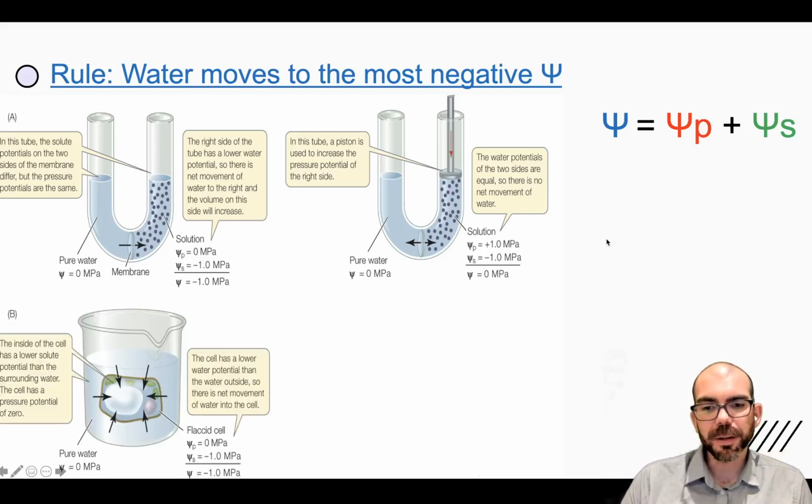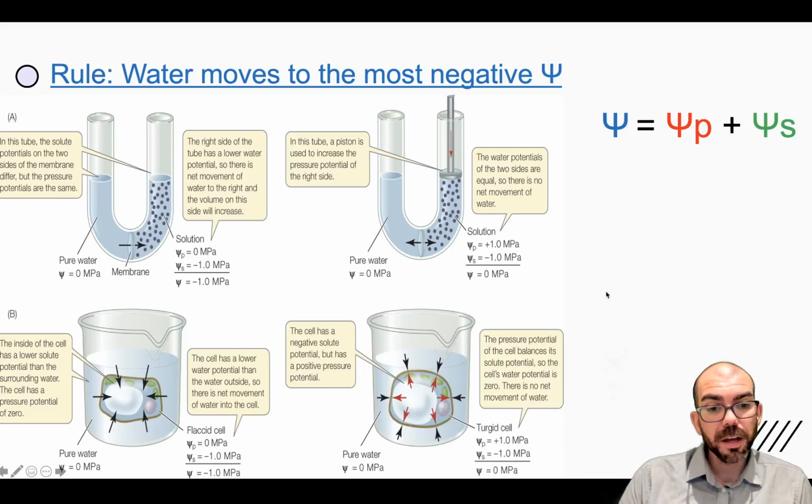Here's an example that's applicable to cells. If I put this plant cell in a pure water solution with a water potential of 0, but the water potential inside the cell is -1, well, water's going to rush in. Do you remember what kind of solution that is? That's a hypotonic solution.